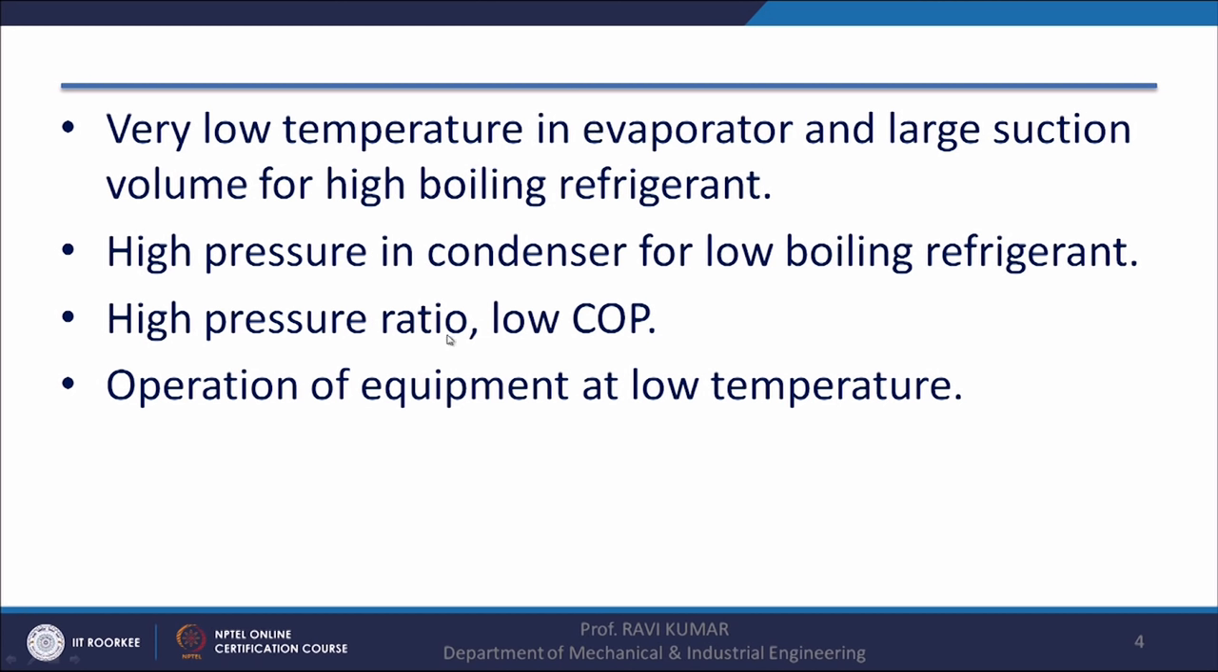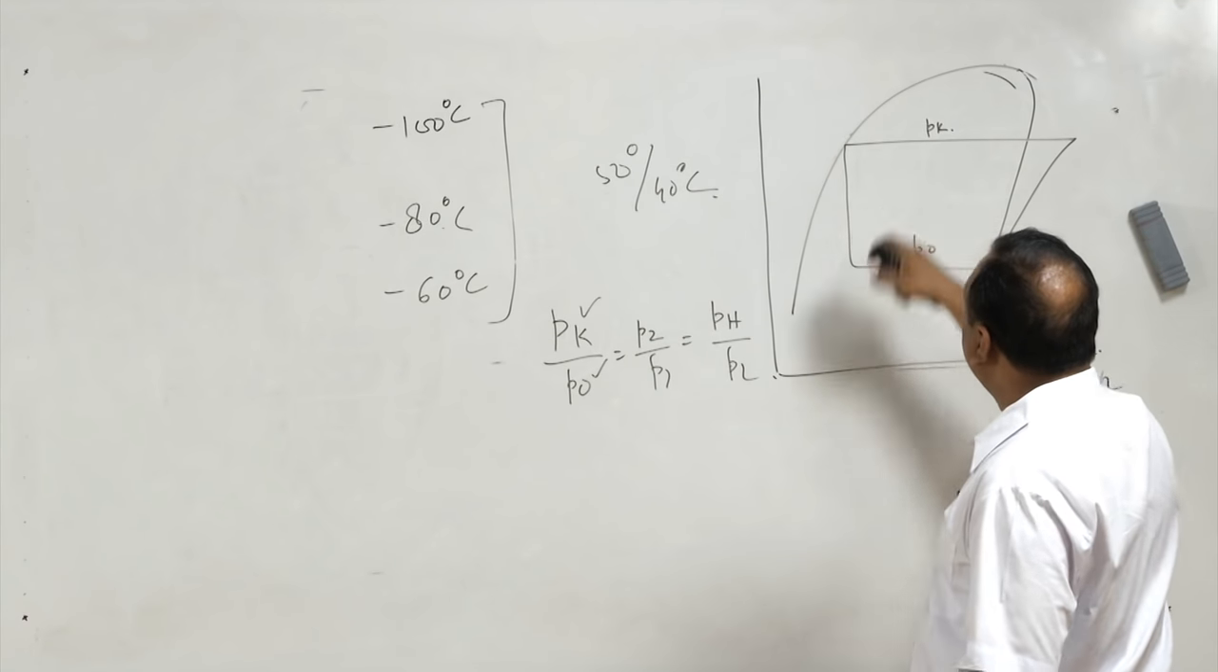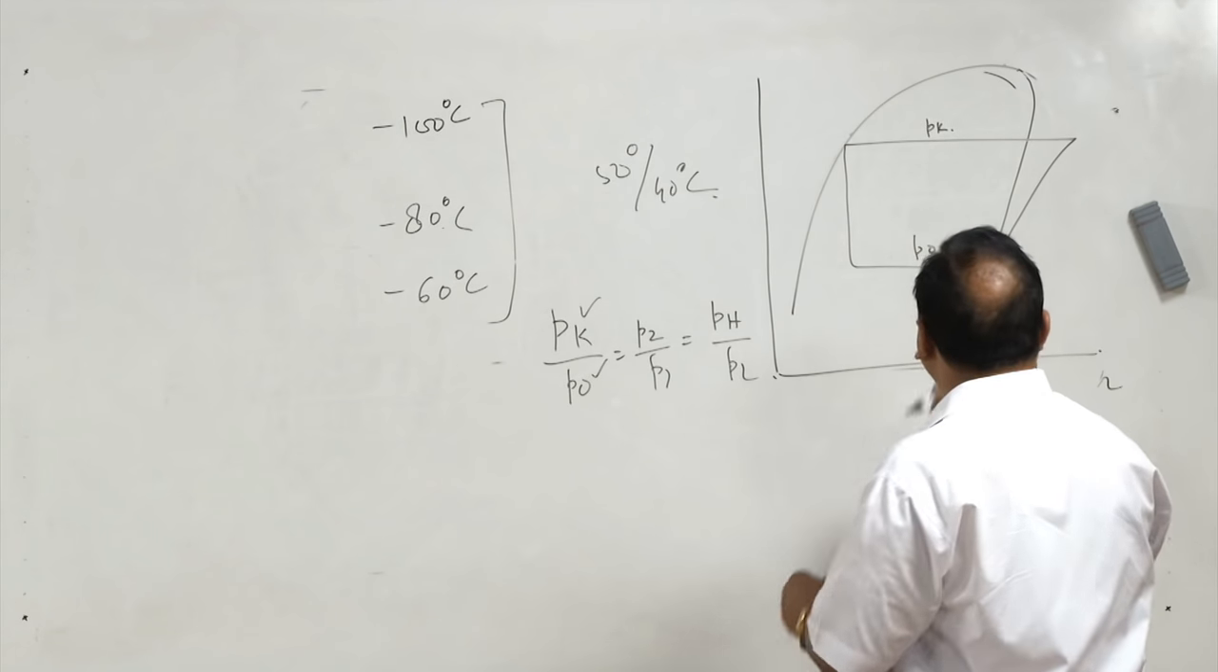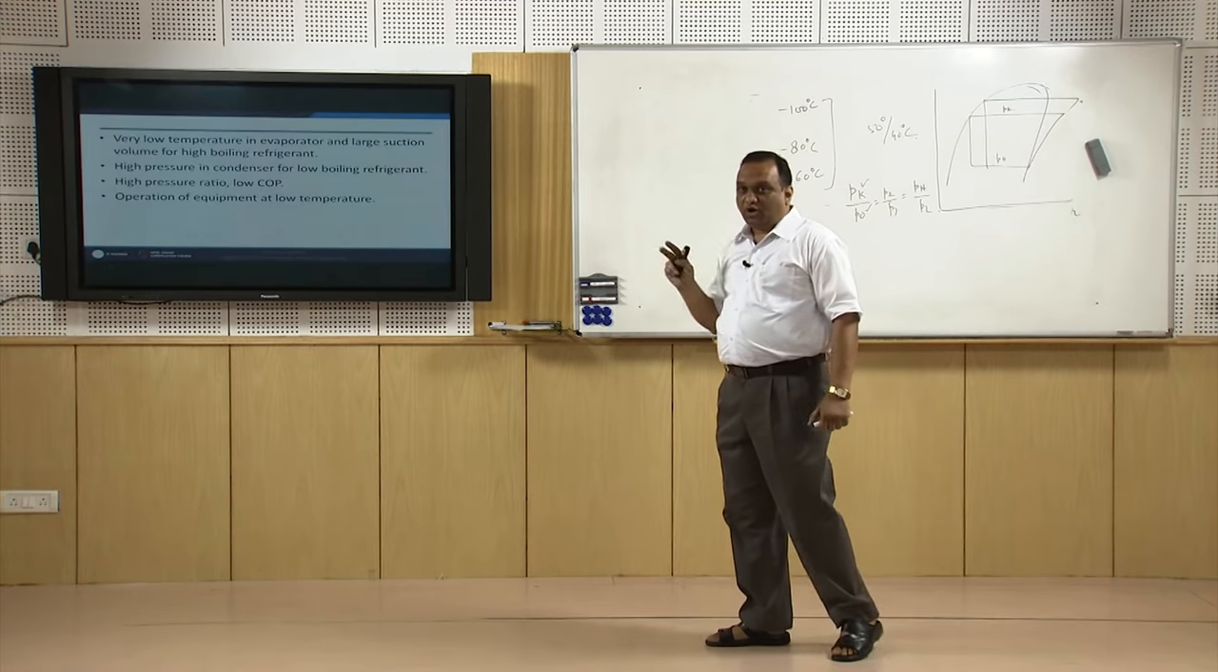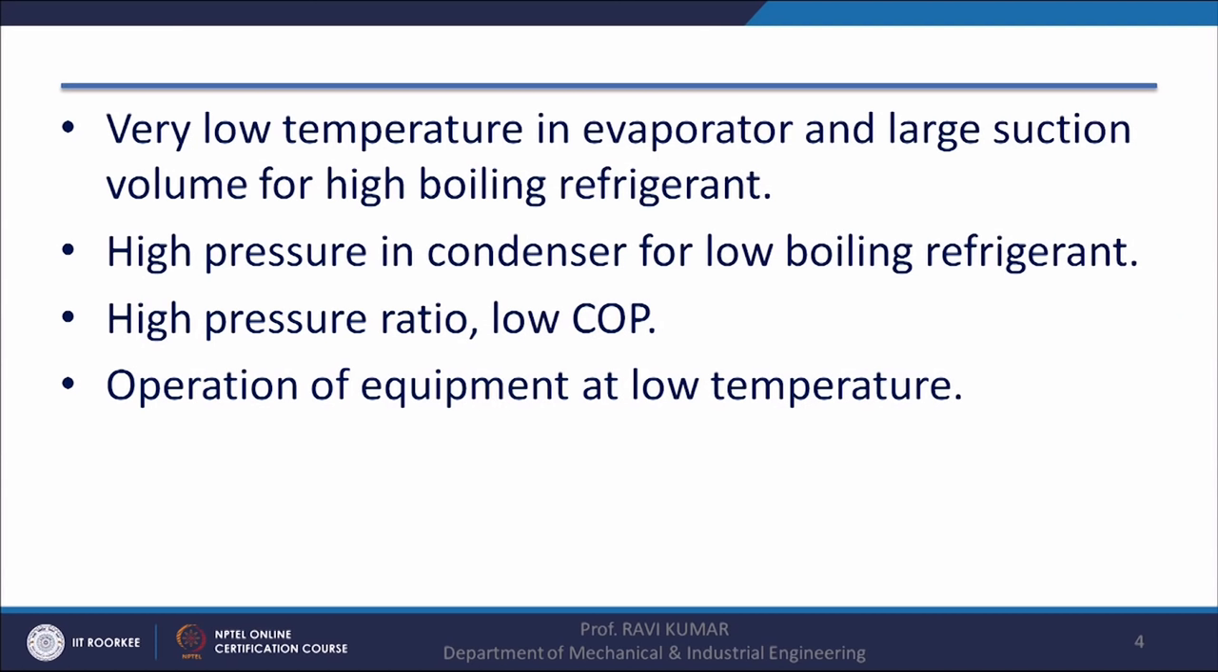The high pressure in condenser for low boiling refrigerant means high pressure ratio, low COP. So, if we take a single stage simple vapor compression cycle, definitely the moment the pressure ratio increases, the COP of the cycle goes down. And operation of equipment at low temperature, I am talking about minus 100, minus 120 or minus 150 degrees centigrade, also becomes difficult. So, in order to avoid this, a cascading system is recommended.